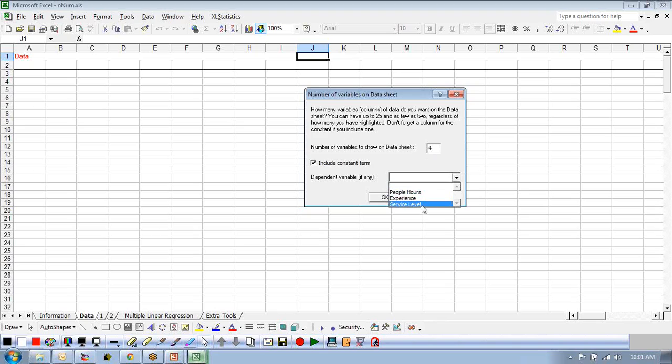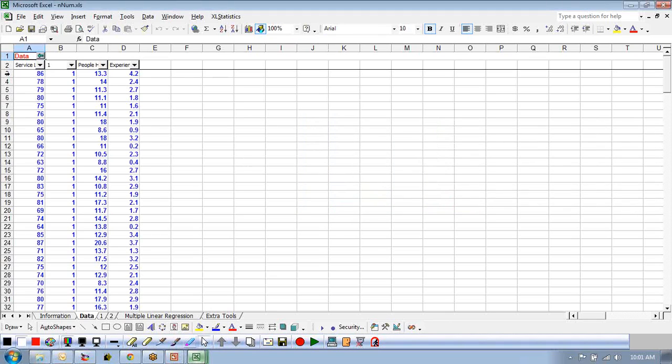Okay, here we'll also want to put in what the dependent variable is, because we know it. It's, in this case, service level. So let's go ahead and do that. There we have it right there. You can see it just makes sense. Here's the constant, so it creates a column for the constant, one for people hours and one for experience level, which is another piece of information that we're trying to fold in to see if we can make our regression better.